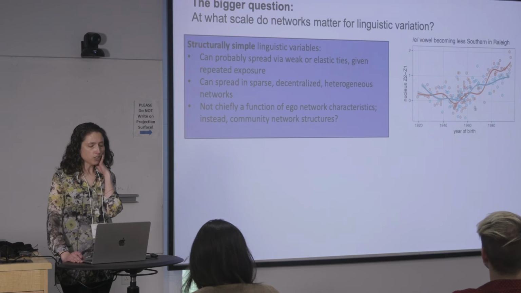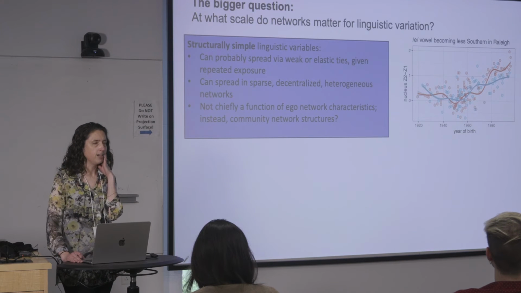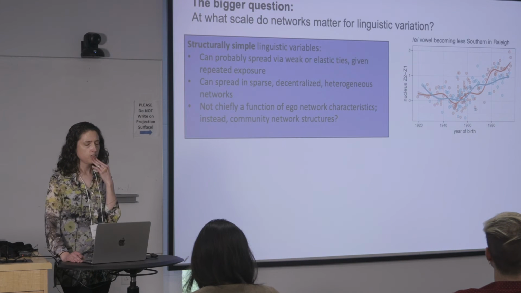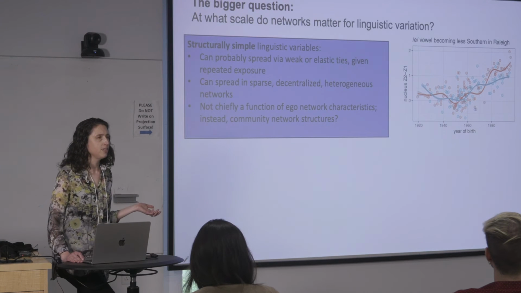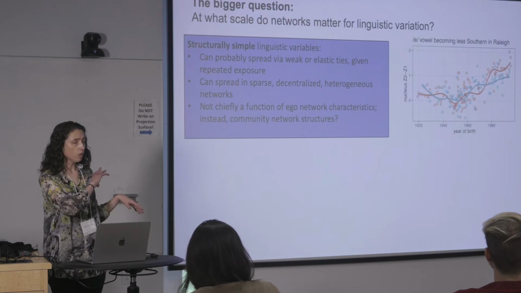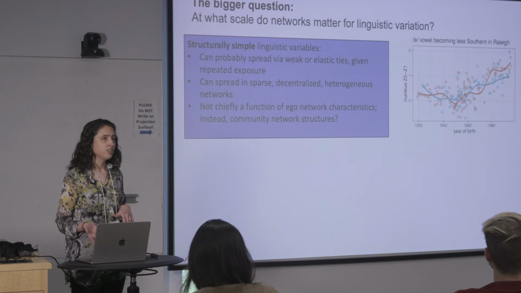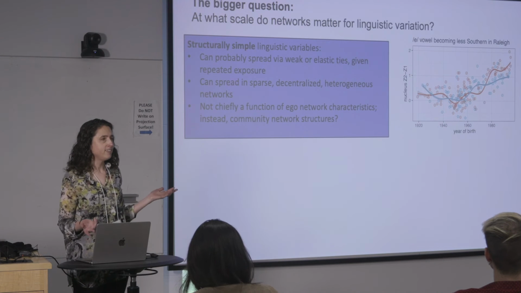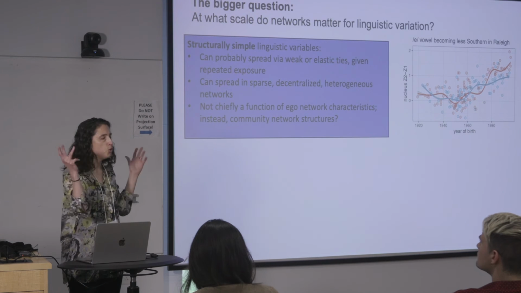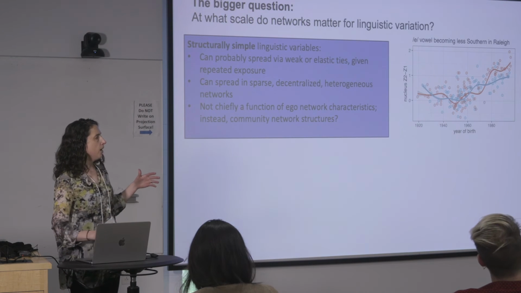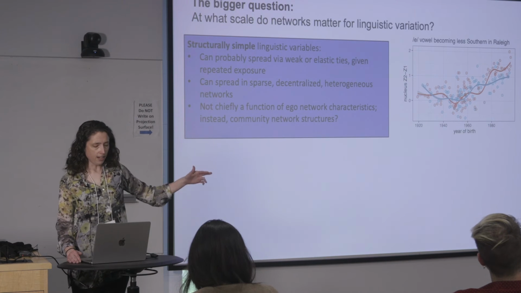So you've got your structurally simple variables, and that graph on the right is the same thing you saw on the first slide. It's just A changing over time. So that's a relatively simple variable. And those simple ones are things that can probably spread pretty well via just weak or elastic ties. Almost whoever you are in the city, unless you're super peripheral or super isolated in some way, you're going to take part in a linguistic change like that, right?